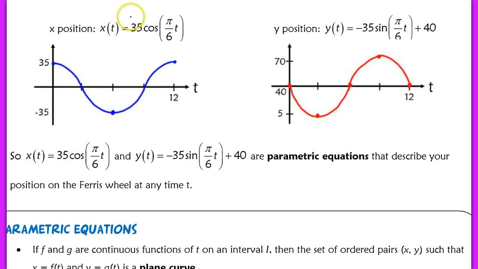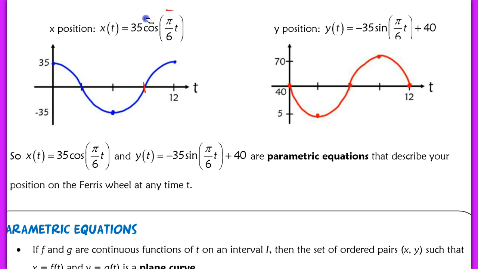Now this particular cosine function actually models the x position for any time t on that Ferris wheel. So we have 35 times the cosine of pi over 6t. Now if I asked you to graph that, you would set pi over 6t between 0 and 2 pi, and then you would solve for t. So we'd end up with a period of 12. We'd cut that up into 4 different intervals, and then we would graph that cosine function. So that's just a little bit of review.